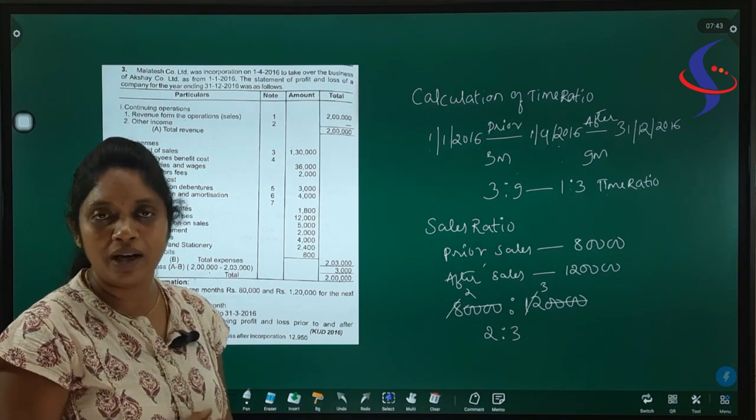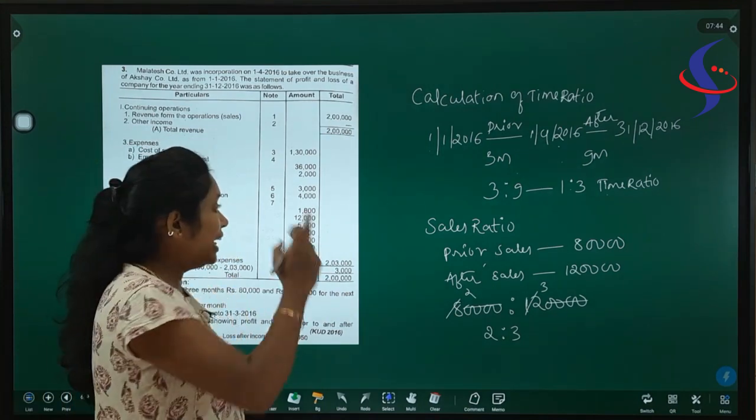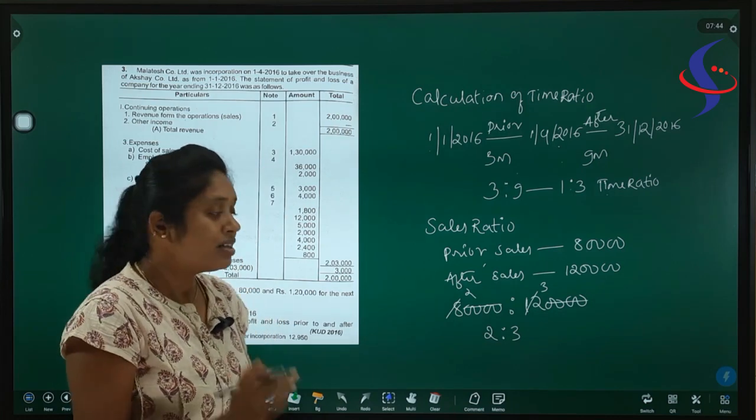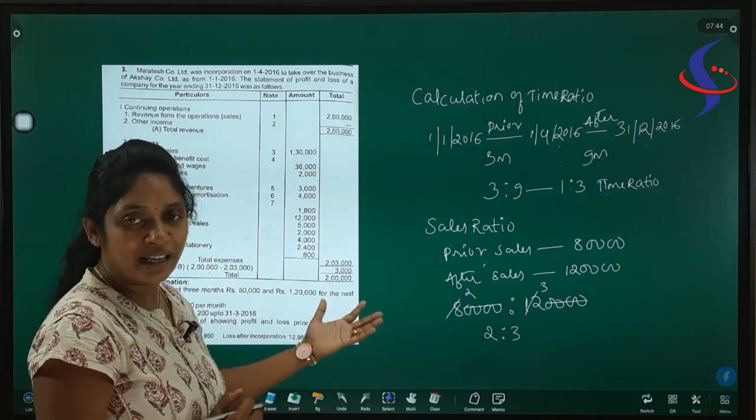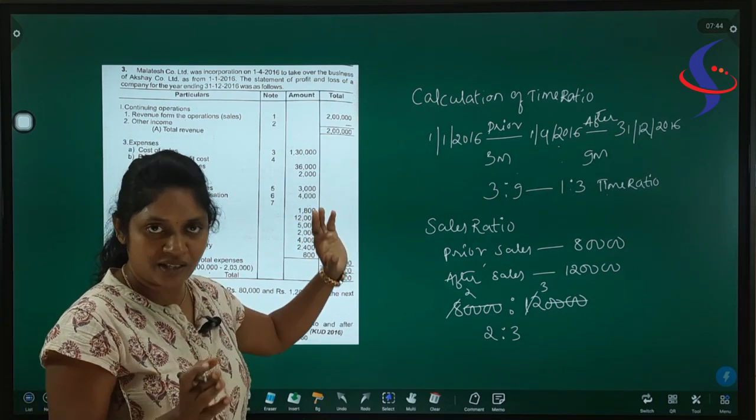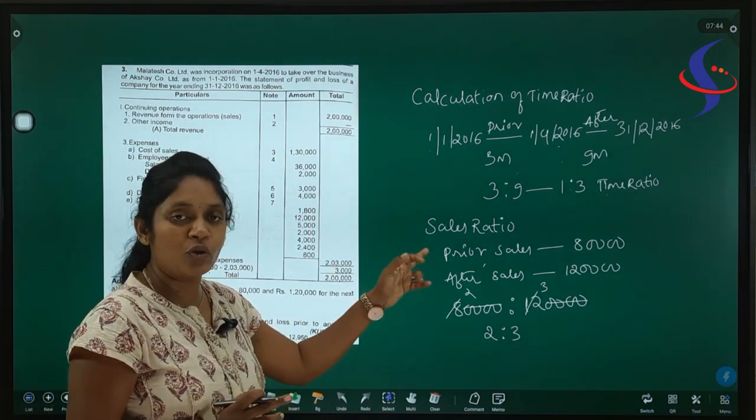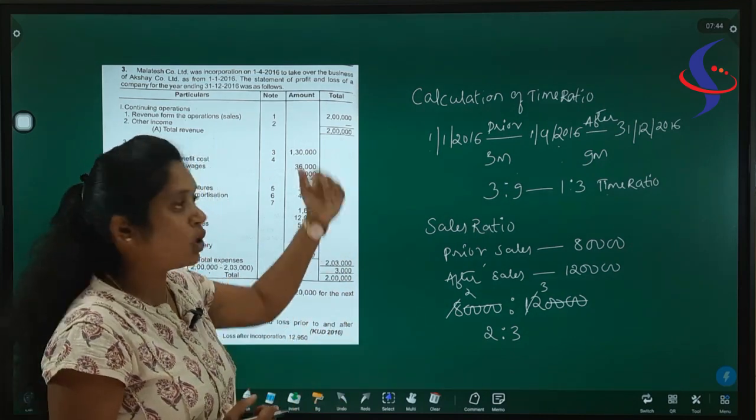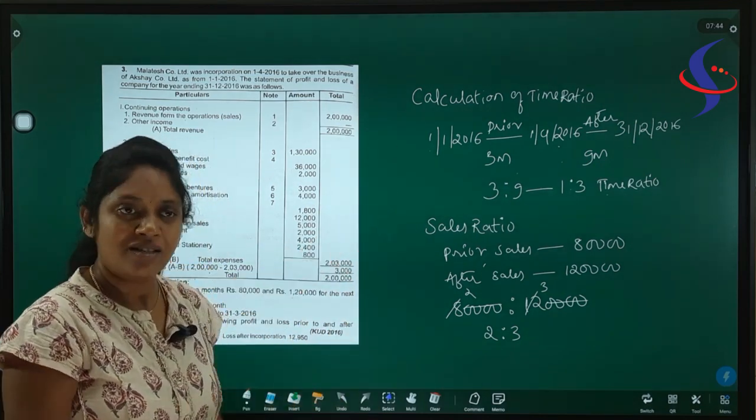What do you mean by totally depending on sales? These expenses will increase with an increase in sales and decrease with a decrease in sales. We can also call them variable expenses. I repeat again, time ratio we use to divide fixed expenses, and sales ratio we use to divide variable expenses, which will change with the change in sales.